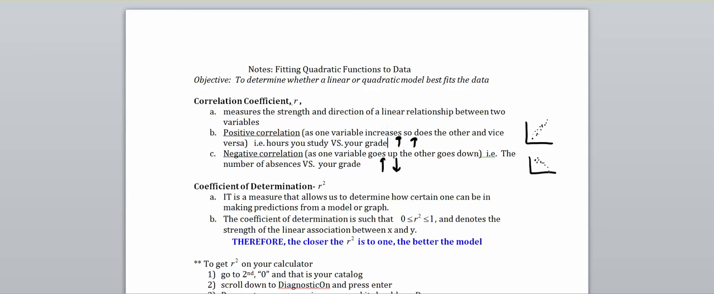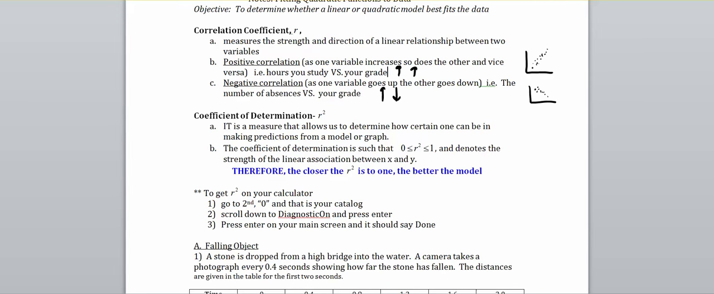Now, we can use correlation coefficients for linear data, but when we're using quadratic data, we're going to have to look at something called the R squared. The R squared is the coefficient of determination. It is a measure that allows us to determine how certain one can be in making predictions from a model or graph. So we're trying to figure out how certain we can be that our model is actually a good predictor.